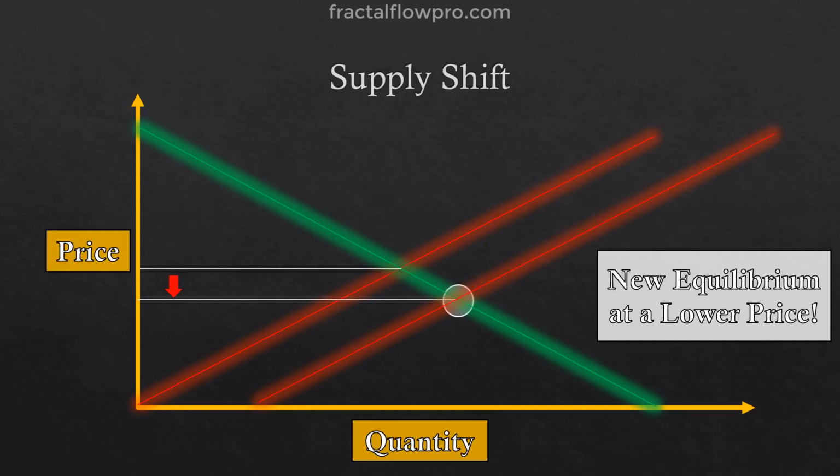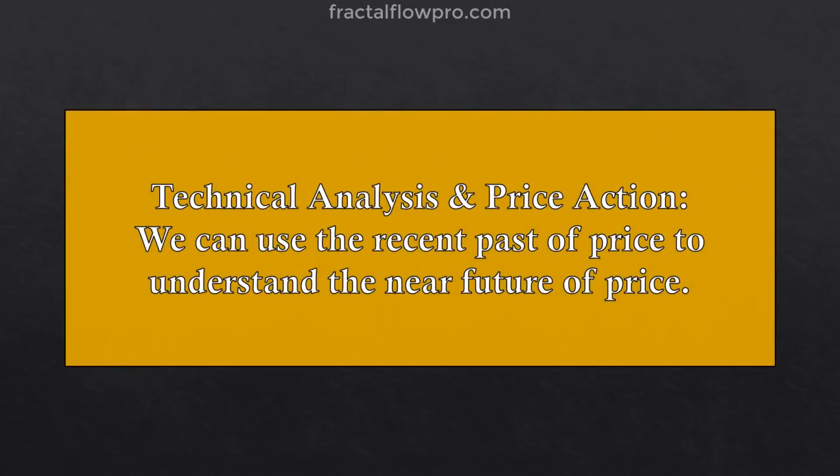This concludes the first part of the course, where we dive a little deeper into the idea of supply and demand. Now we need to align what we learned with the basic premise of technical analysis and price action reading. This premise states that we can use the recent past of price to understand or predict what's going to happen in the near future of price. Another way of looking at this is that we can find repeatable and therefore exploitable patterns in price. Without this premise, anything about technical analysis and price action falls apart.